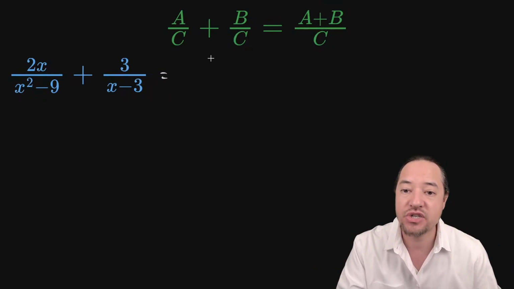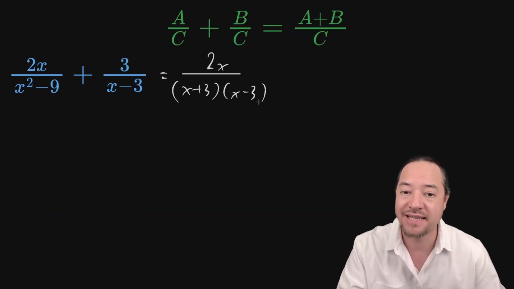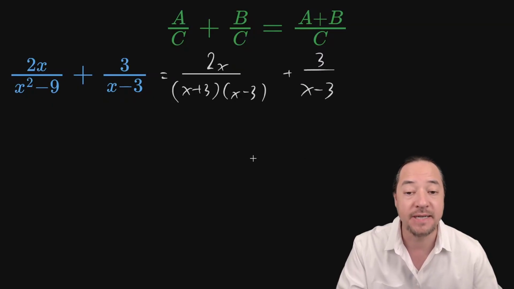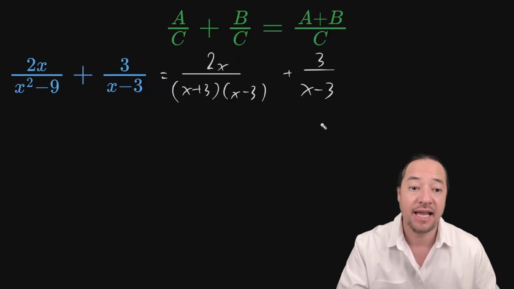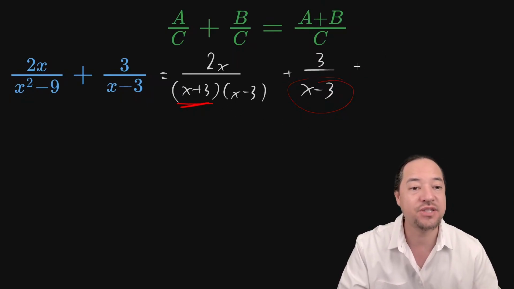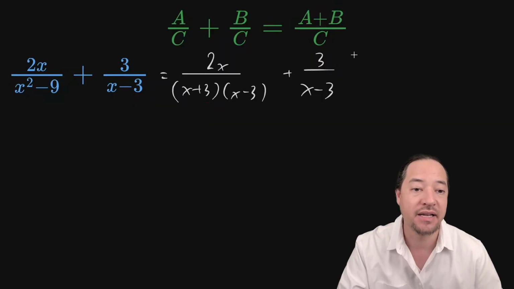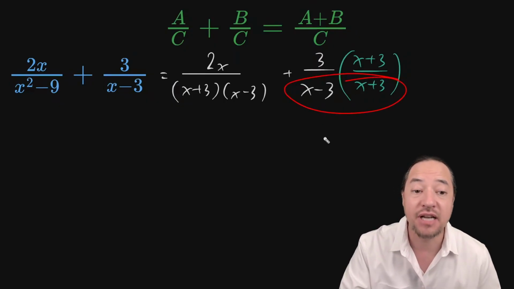So for this first expression, I'll have a 2x. And I want you to notice that this here is a difference of squares, right? So I can factor that as x plus 3 times x minus 3. And then the second term here is just 3 over x minus 3. Now, once I've done this factorization, I can see how to get a common denominator. I see that on this side, I'm basically just missing a factor of x plus 3, right? So I'm going to multiply this by x plus 3 over x plus 3. And if I do that, I will have created a common denominator here.